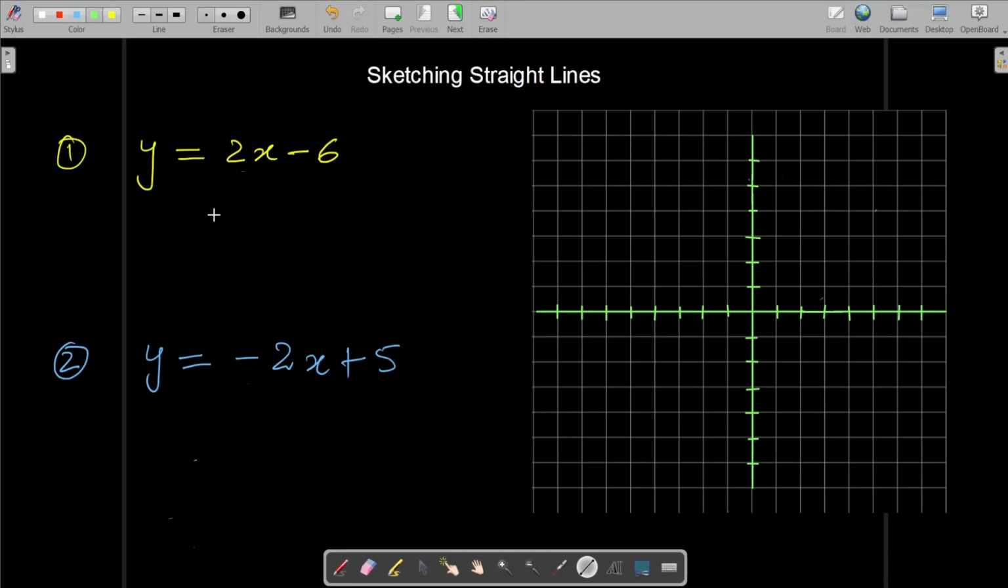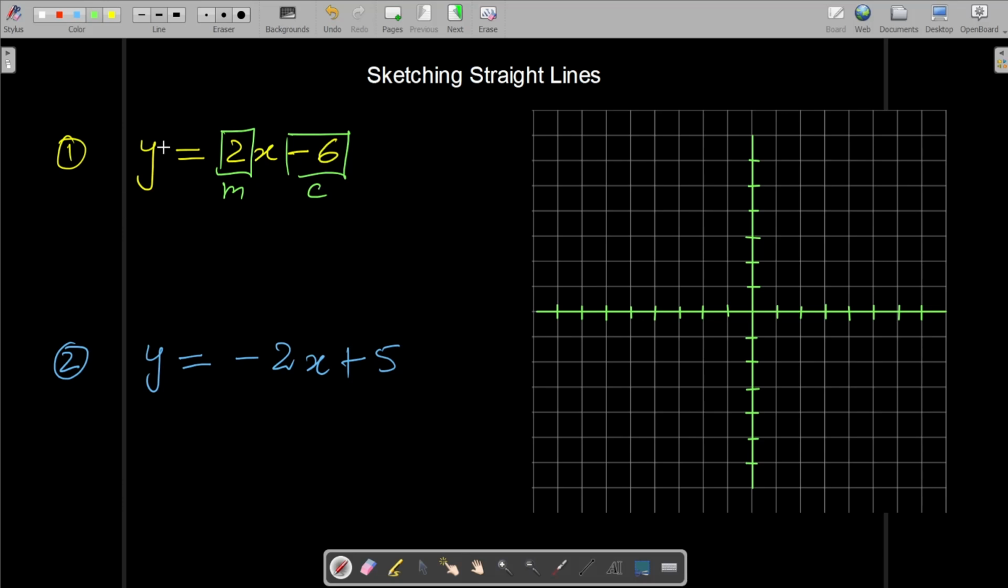In this lesson, we will learn how to sketch straight lines in three different scenarios. This is the first scenario, in which we have two different equations, and this equation is mathematically known as the slope-intercept form of a line. Why? Because I have the slope right here, which is the m, which right now is 2, and I have the y-intercept, which is -6. Generally, this equation is y = mx + c, but right now this c is -6.